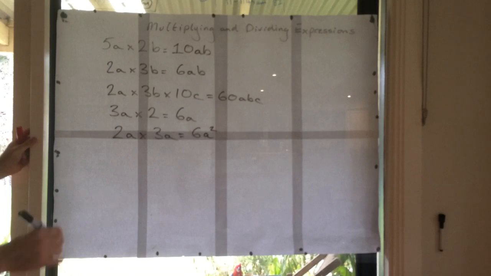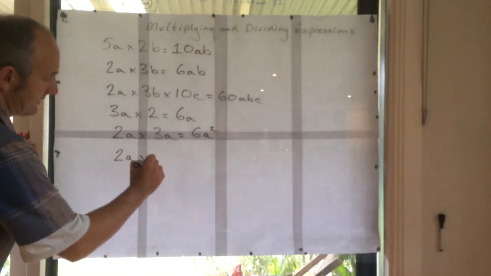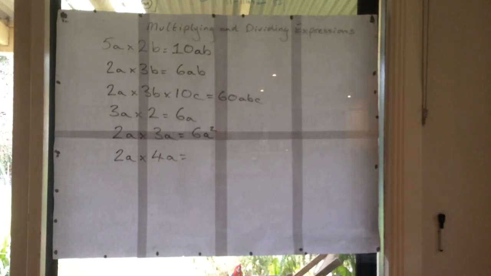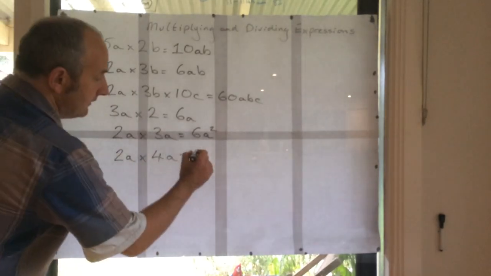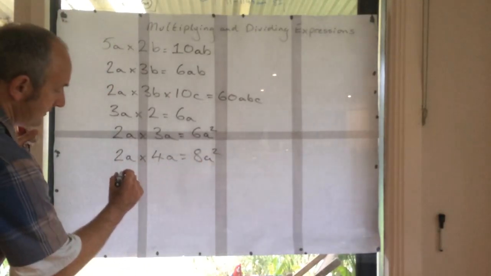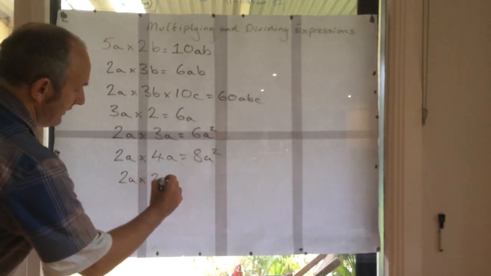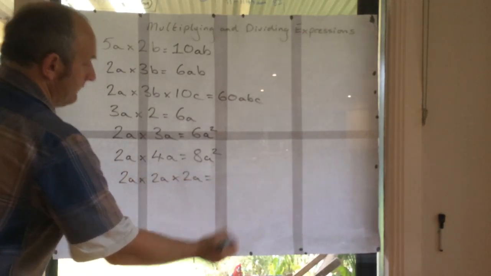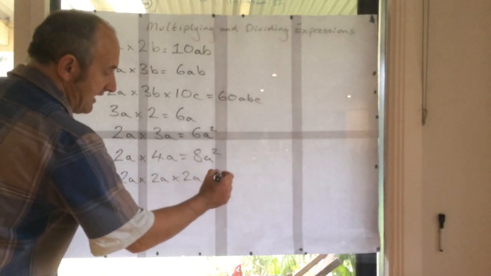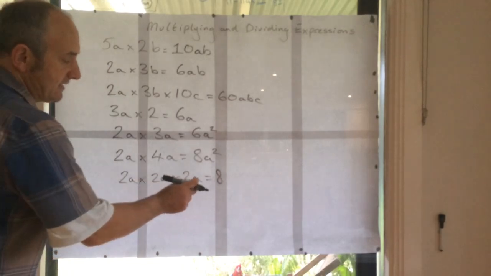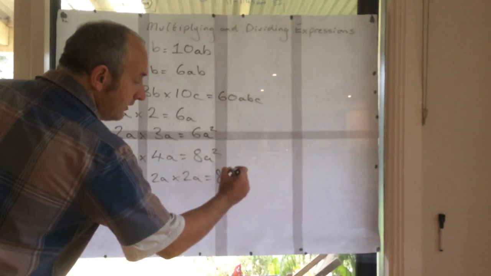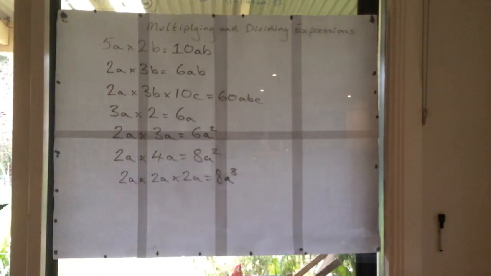Alright, what if we've got this? 2a times 4a. What's 2a times 4a? 2a times 4a is 8a squared. What if we go something like this? 2a times 2a times 2a. So what's that going to give us? 2 times 2 times 2 is 8. a times a times a is, well, it's not a squared, it's a cubed. a to the power 3.